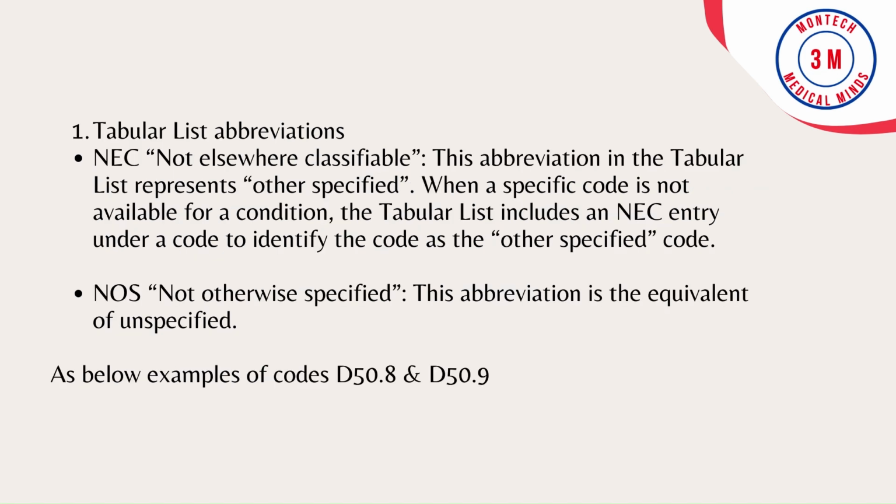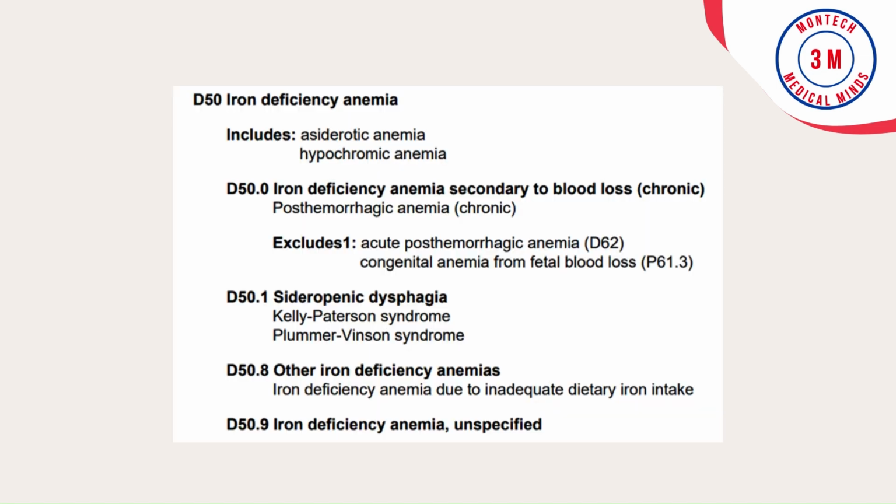B. Tabular list abbreviations. NEC, not elsewhere classifiable. This abbreviation in the tabular list represents other specified. When a specific code is not available for a condition, the tabular list includes an NEC entry under a code to identify the code as the other specified code. NOS, not otherwise specified. This abbreviation is the equivalent of unspecified. See the below examples of codes D50.8 and D50.9.